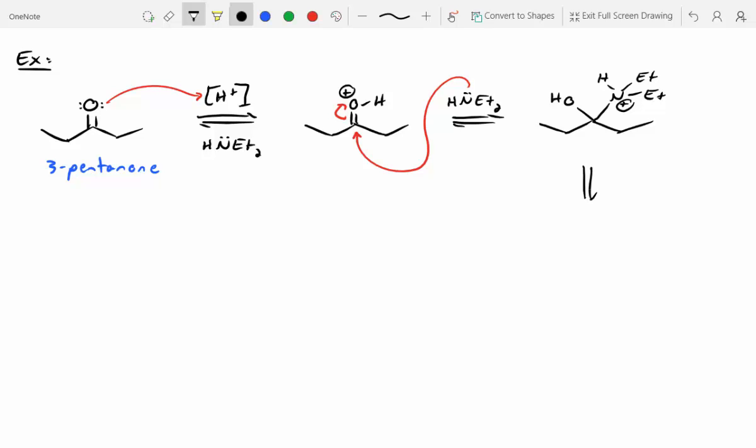Proton transfer. So let's do minus H plus to show removal of the proton coming off of that nitrogen. Oops, sorry, that should be neutral. We've got a lone pair there, and then we've got OH over here. The next step we saw with our imine and enamine formation is protonation of the alcohol, so I'll do H plus.